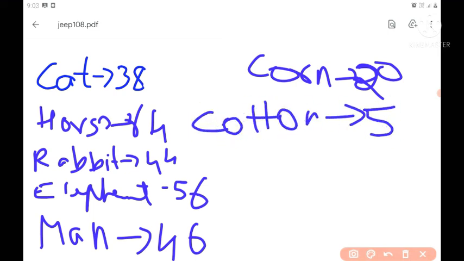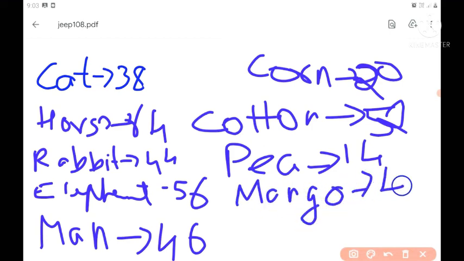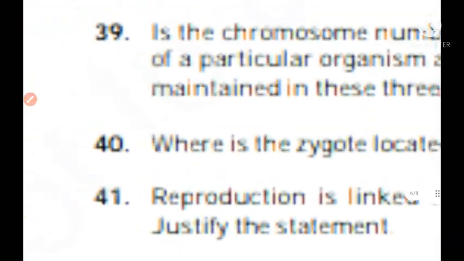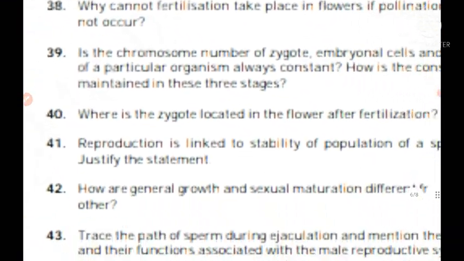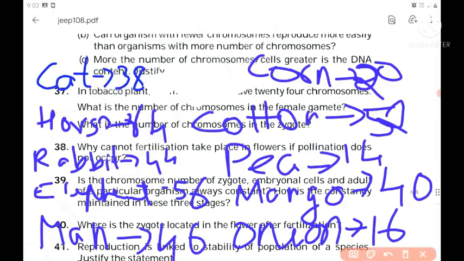And these are the 5 animals, and the 5 plants are: corn is 20, cotton is 52, pea is 14, mango is 40, onion is 16. Now let me minimize it. I guess we'll get it properly.